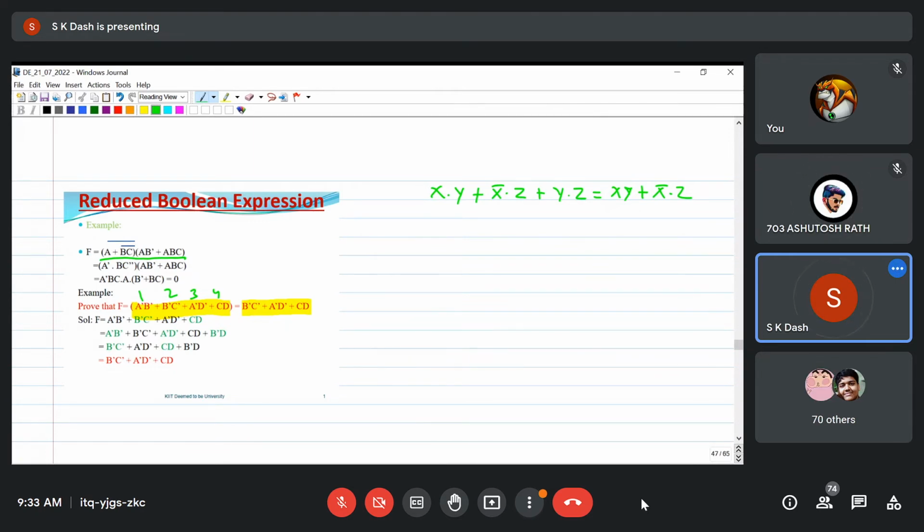Okay, let me write B bar C bar plus C dot D. If I rearrange, let me rearrange and write C bar B bar plus C dot D.